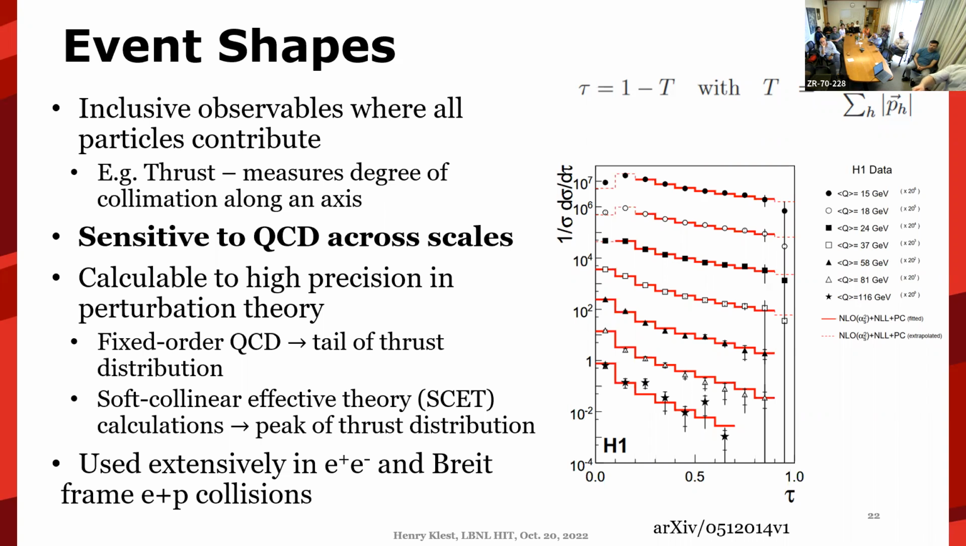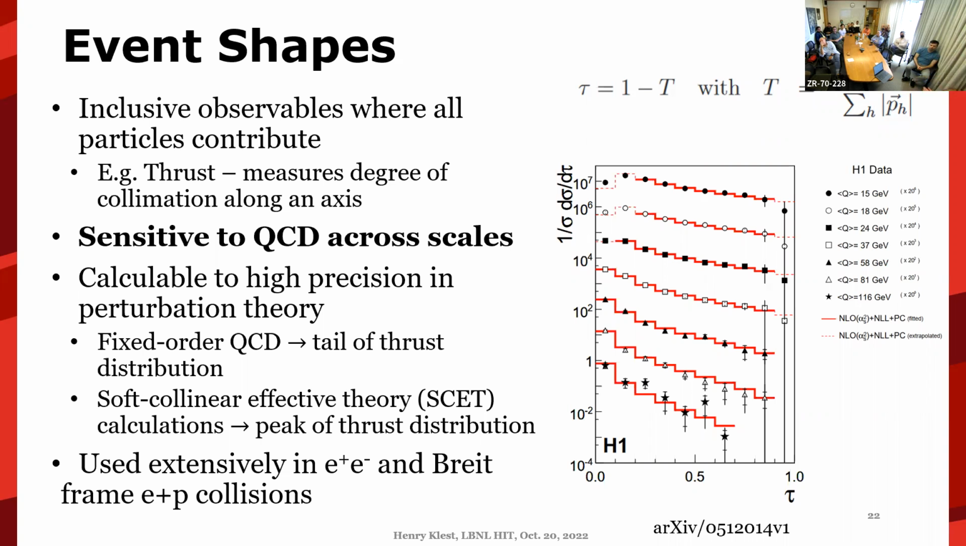Like the running of alpha S. Tau of 0 is a very collimated event, a one-jet collimated event, and tau of 1 is like a dijet event or a multi-jet event, where it's not very collimated along one direction. And you see, as you go in Q, you get more and more collimated, and you verified QCD and you're very happy.